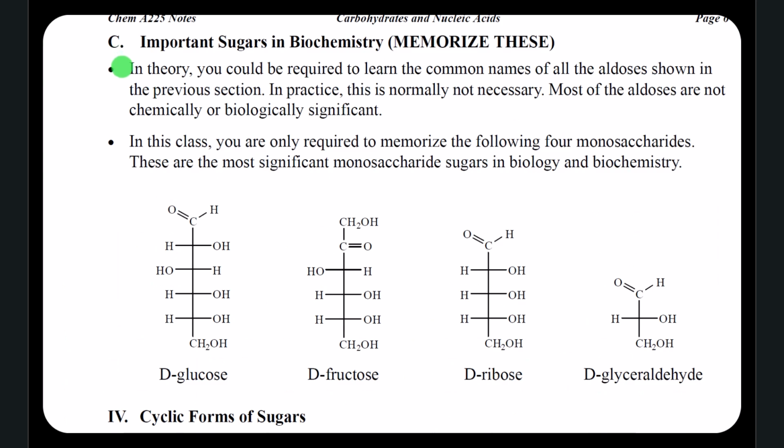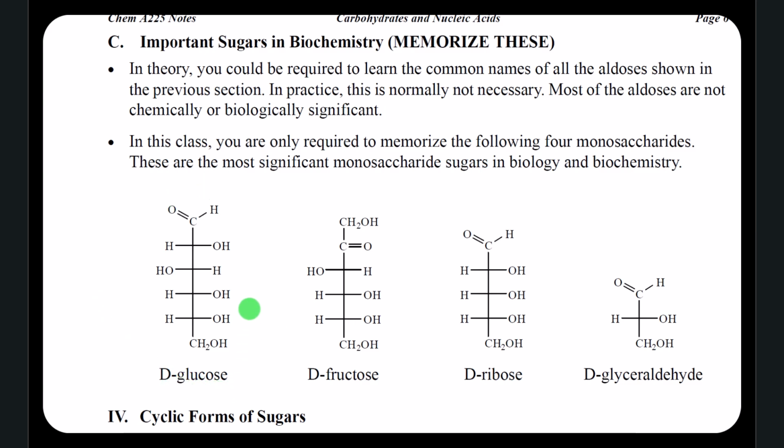In theory, you could be required to learn all the common names of all the aldoses shown on the previous chart. In practice, this is really not necessary. Most of those aldoses are not chemically or biologically significant. Therefore, in this class, you will only be required to memorize the following 4 monosaccharides. These are by far the most significant monosaccharide sugars that are found in biology and especially biochemistry. The 4 that you need to memorize are these: D-glucose.